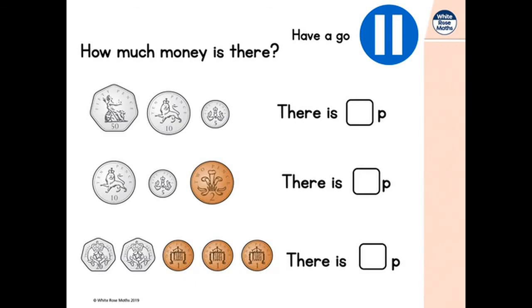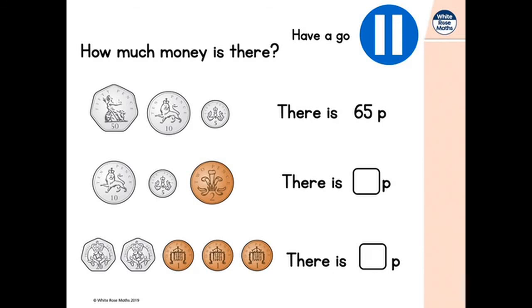And now it's time for you to have a go. How much money is there? Here are 3 questions for you. Pause here, count up the amount, and then come back and we'll see if we got the same amount. Okay, well, the first example has a 50p coin, a 10p coin, and a 5p coin. So here we have 65p. Let's look at the second one.